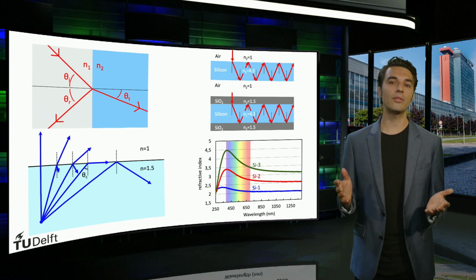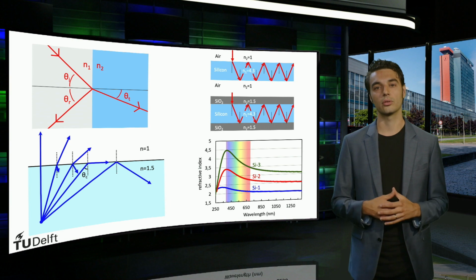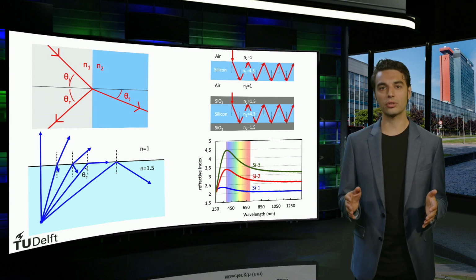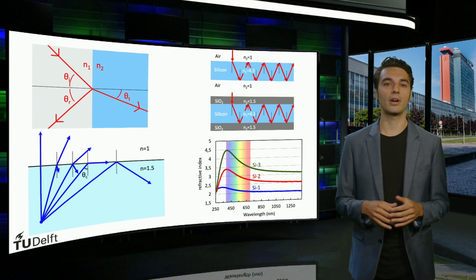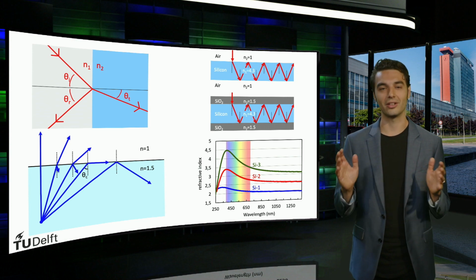Finally, we looked at the wavelength dependence of the refractive index of a number of silicon alloys. In the next video we will discuss the Fresnel equations, which describe how much of the light intensity is reflected and transmitted at each interface.